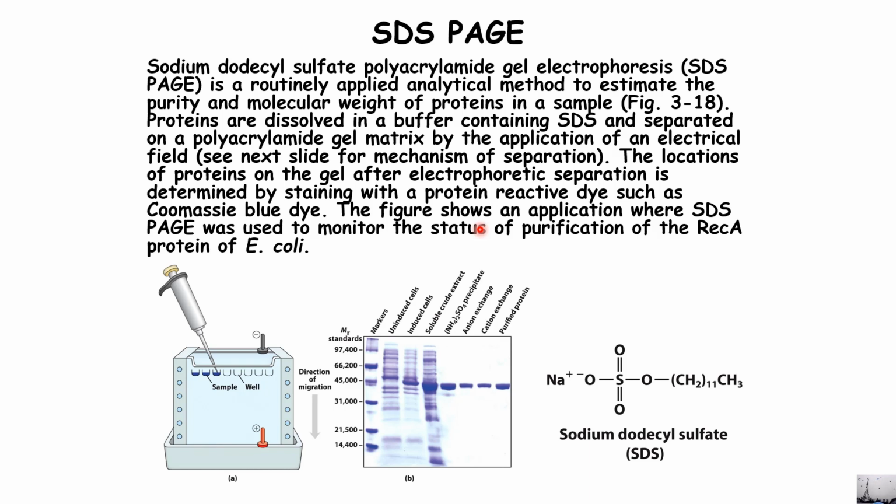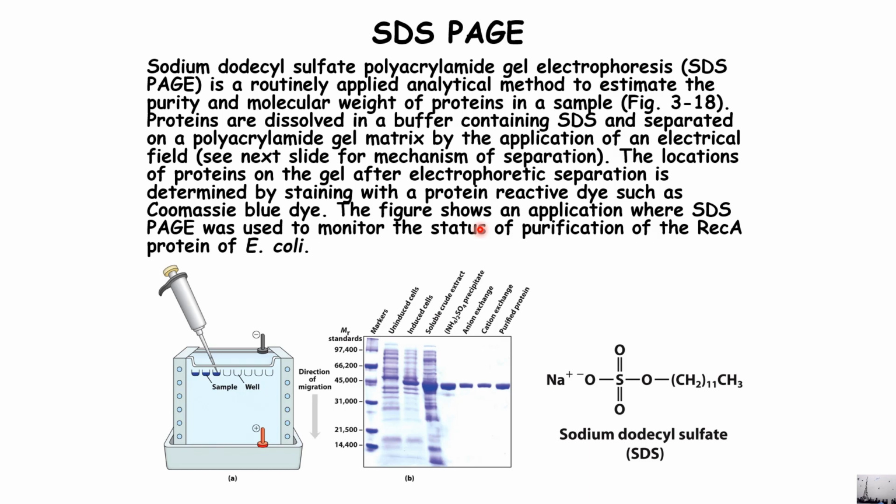Okay, so we'll move on to SDS-PAGE, the sodium dodecyl sulfate. Sodium dodecyl sulfate polyacrylamide gel electrophoresis is a routinely applied analytical method that is used to estimate the purity and the molecular weight of proteins in a sample. The separation is based on molecular weight and also purity, because you'll be able to see the bands and whether what we have gotten is a pure band or there are multiple bands. Proteins are dissolved in a buffer containing SDS and separated on a polyacrylamide gel matrix by the application of an electrical field.